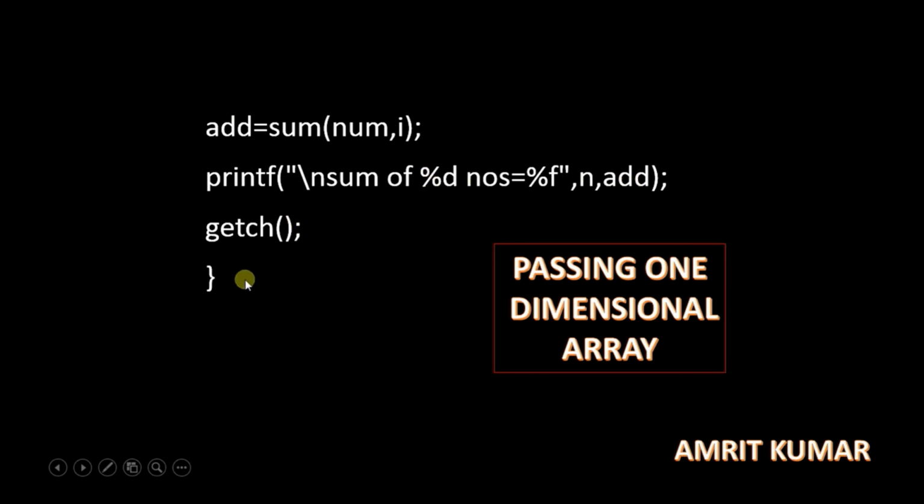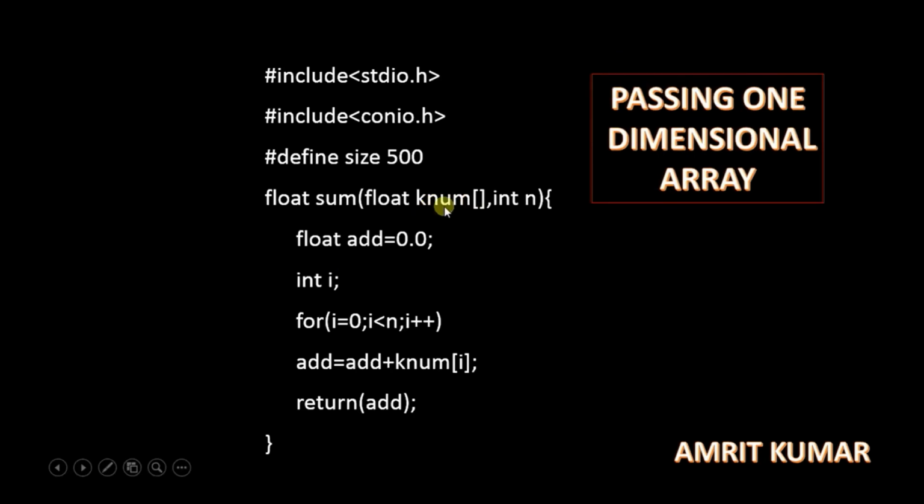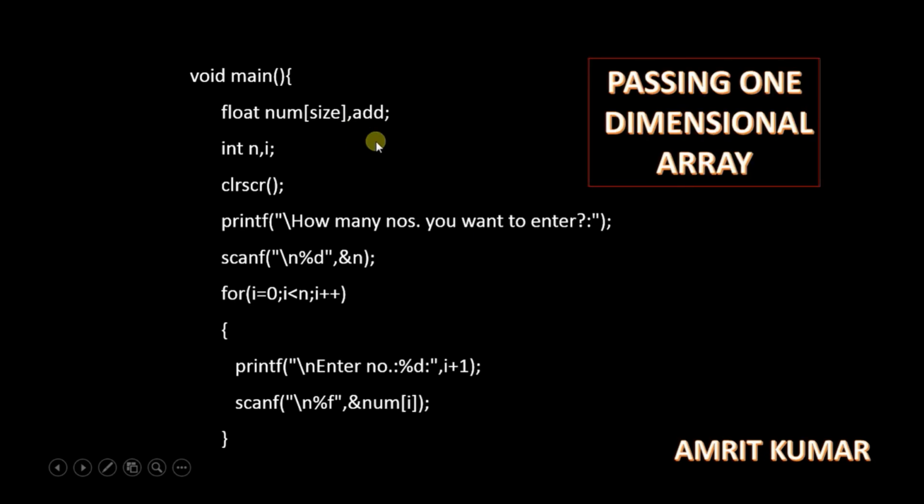So in this way we can use the concept of passing a one-dimensional array in C language. This is a very important thing. You can see here that I am passing an array. I am passing an array. You can see here, this is an array. This is also an array. You can see here.